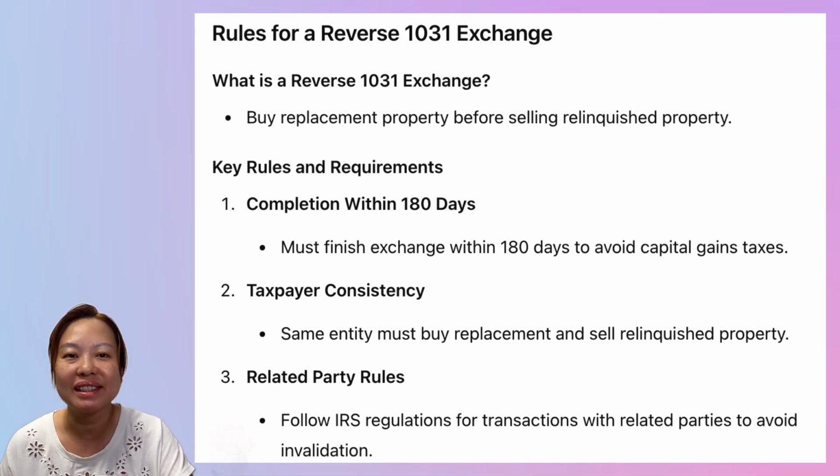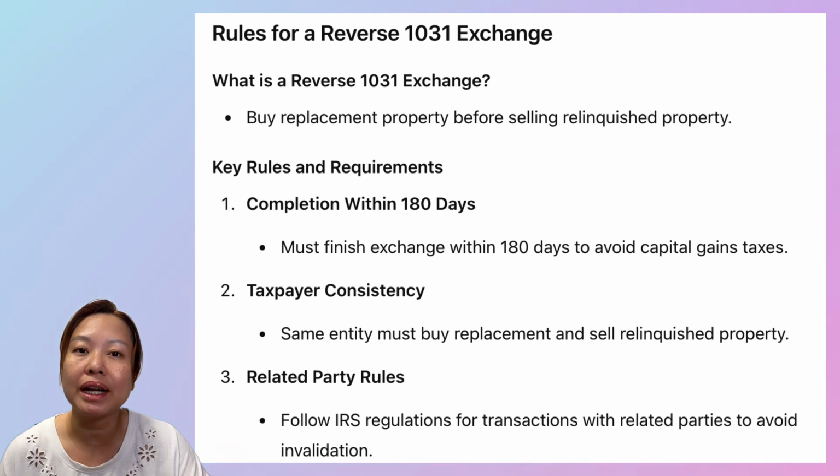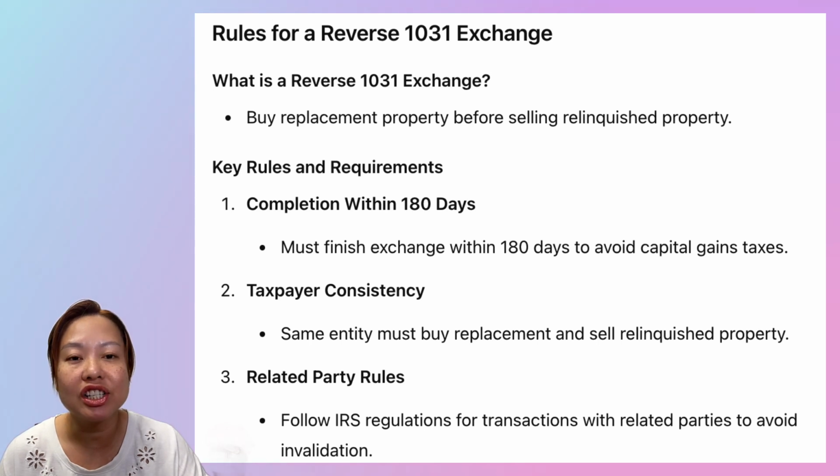So what is the reverse exchange? We already covered that. Some of the key rules and requirements. First is completion within 180 days. So in terms of time frame, the entire reverse exchange must be completed within 180 calendar days from the initial closing of the replacement property. This is also a strict deadline, because missing it can result in the transaction not qualifying for a tax deferral under Section 1031, plus triggering capital gain taxes.